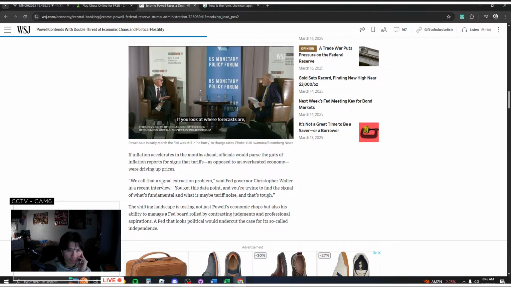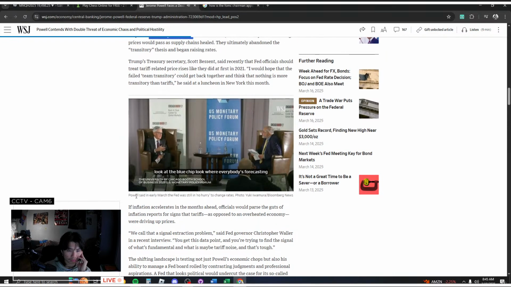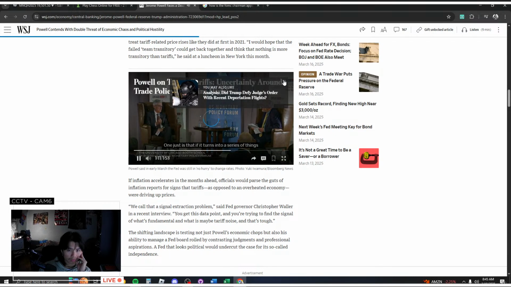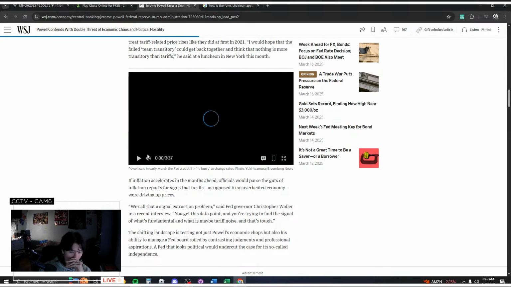If you look at where forecasts are, look at the Blue Chip, everybody's forecasting some inflation effect from tariffs. So it's very likely that if tariffs are imposed, and let's remember, we really don't know what's happening yet. We're at a stage where we're still very uncertain about what will be tariffed, for how long, at what level. We're going to have to wait to see all of that. But the likelihood is that some of that will find its way. It'll hit the exporters, the importers, the retailers, and to some extent the consumers, and we'll see what that is. You would want to also be sure of a couple of things. One, just. No, I did not mean to click that.